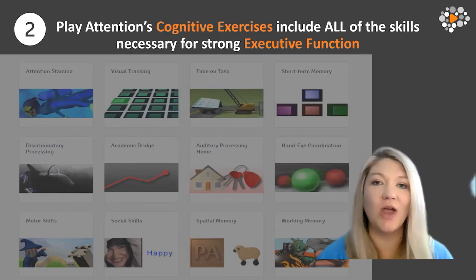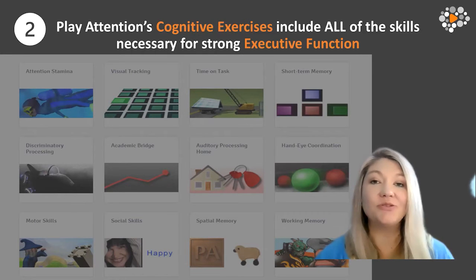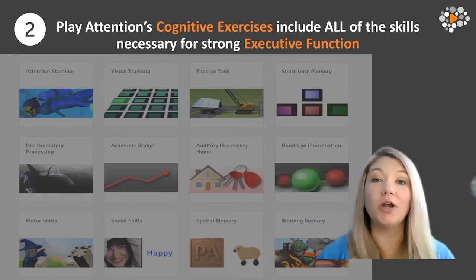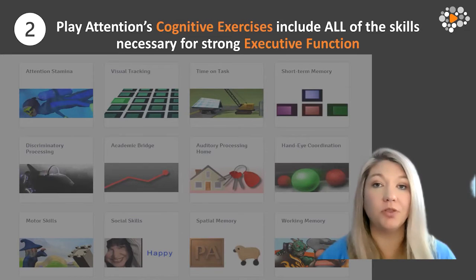Backing up one, visual tracking is really helping us track that moving object, right? We also have short-term memory, discriminatory processing, and we're going to talk about Academic Bridge because that's really where we're going to build that transfer and generalization, because we want them to have that experience. We want them to practice in these cognitive training skills, but we also want them to do it in real life, and we're going to give them that opportunity. So when you start with Play Attention, those first 6 games are the core. So those are our core games that come with the program.